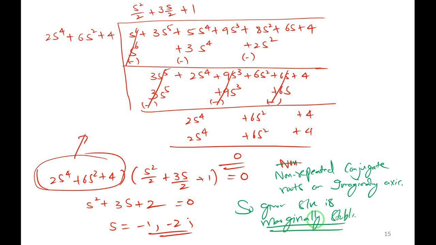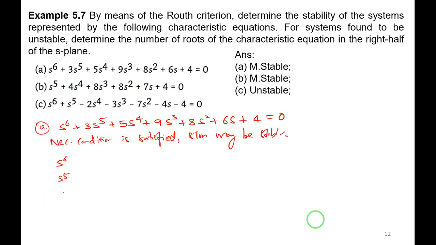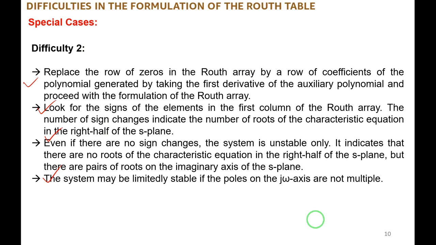If any doubts, you can unmute yourself and talk to me. Let me stop. I hope you understood difficulty 2 and how to overcome it. The same thing has been given in wordings here. Replace the rows of zeros in the root array by coefficients of polynomial generated. Wrote all these things, whatever I told. Just go through it. So I have not covered all these things because if I tell the problem as good, if you read it now, you will understand, right? Okay. Then I'll stop recording.